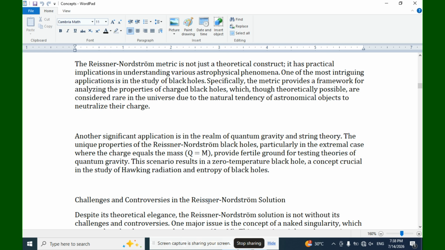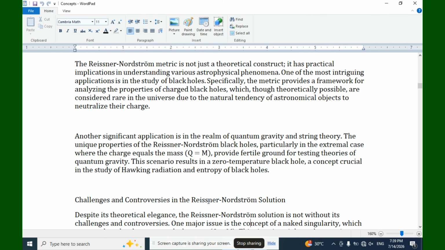Another significant application is in the realm of quantum gravity and string theory. The unique properties of Reissner Nordström black holes, particularly in the extremal case where the charge equals the mass, q equals m, provide fertile ground for testing theories of quantum gravity.